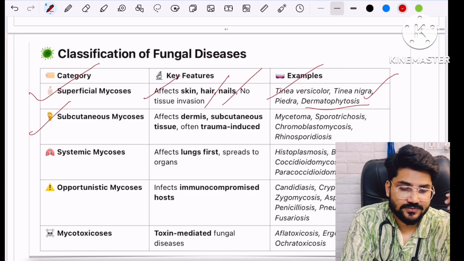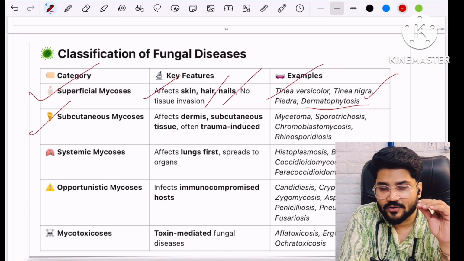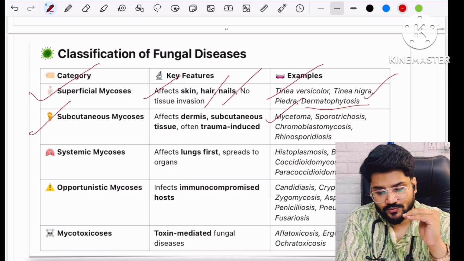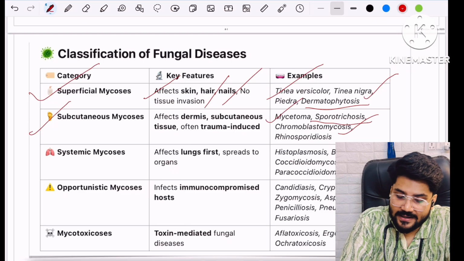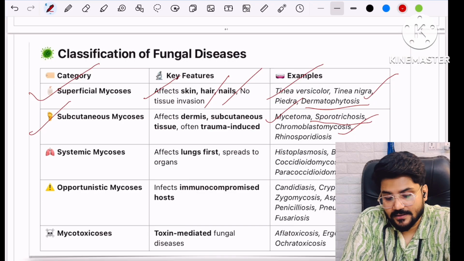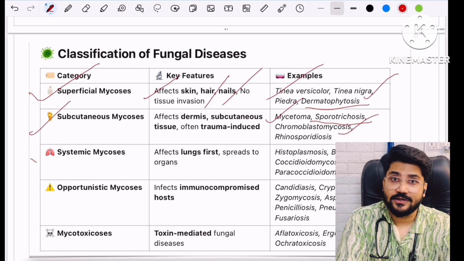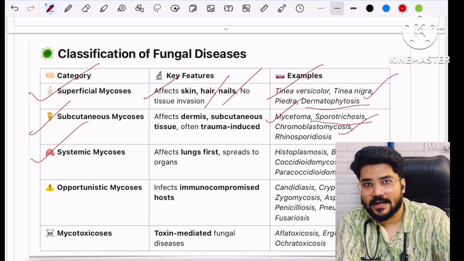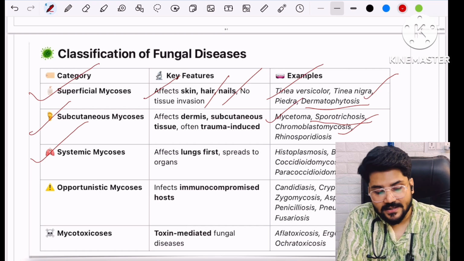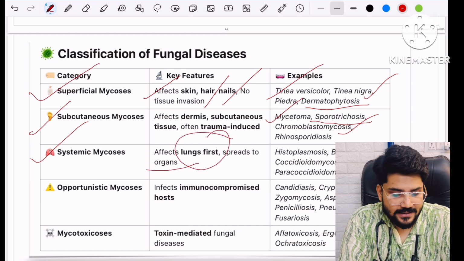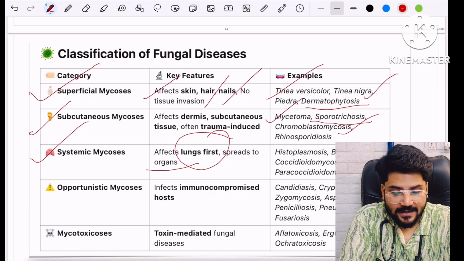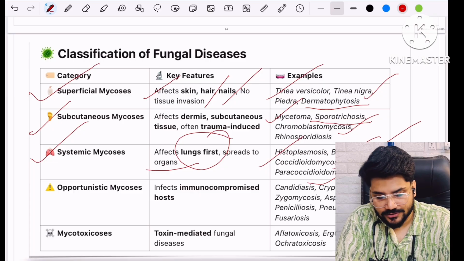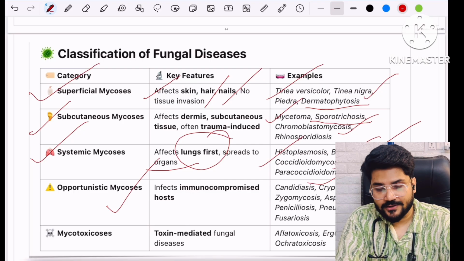Then subcutaneous mycosis means they involve your skin, they can involve your mucous membrane, your dermis, and they can also involve your subcutaneous tissues. The important examples are mycetomas, chromoblastomycosis, sporotrichosis. These three are very important for your NEET and INI exams. Then third is systemic mycosis, meaning now they are going deeper and involve your blood vessels and then different tissues. They affect your lung and spread to different organs. The important examples are histoplasmosis, blastomycosis, coccidioidomycosis, and paracoccidioidomycosis.